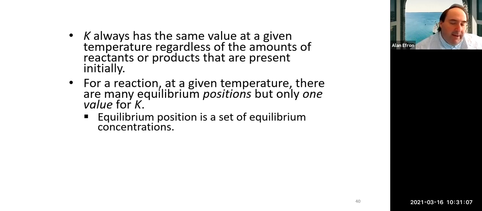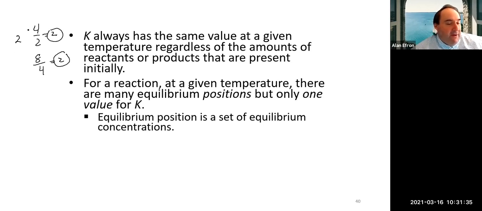A simple way to think about that is, when we think about the number 2, for example, there are multiple ways you could get to 2. I could do 4 over 2, which would equal 2, right? I could do 8 divided by 4, which equals 2, right? So there are multiple ways you could get to the number 2. Even though you have different amounts at equilibrium, the ratio gets you to the same conclusion. And that's what happens with equilibrium reactions.